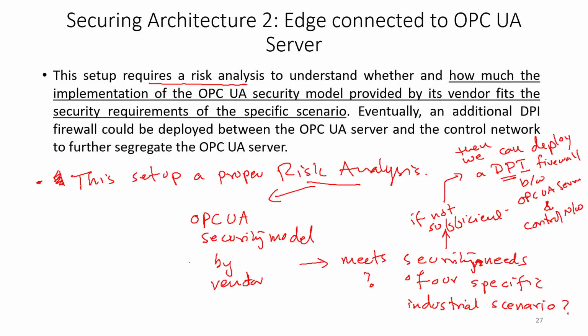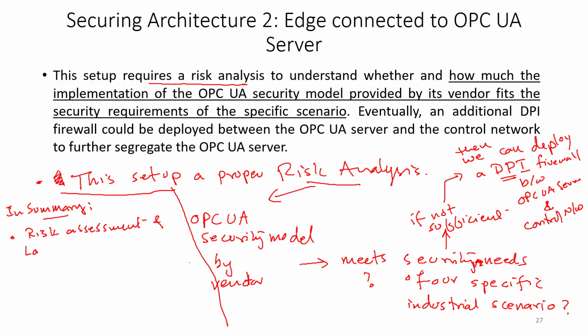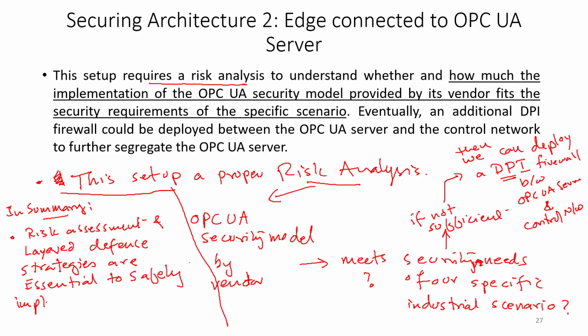So in summary, the risk assessment and layered defense strategy are essential to safely implement edge connectivity using OPC UA in industrial environments.